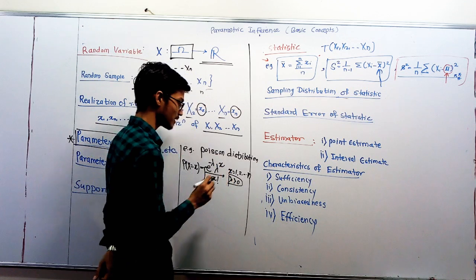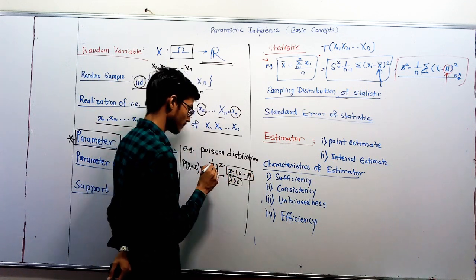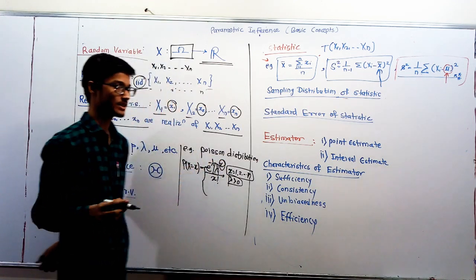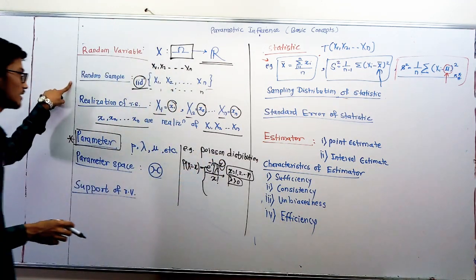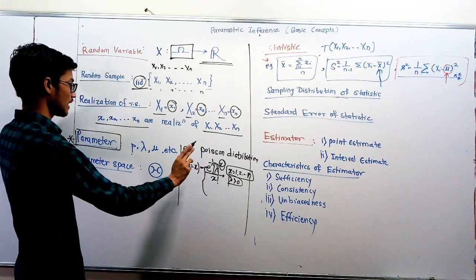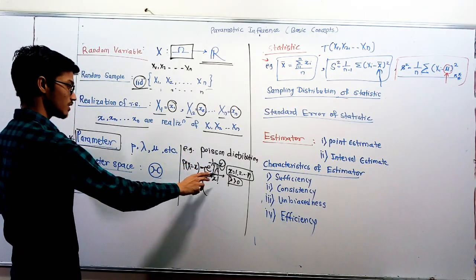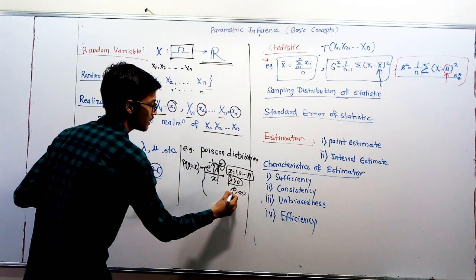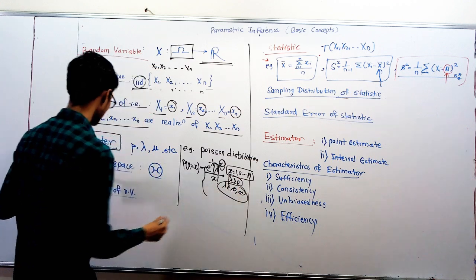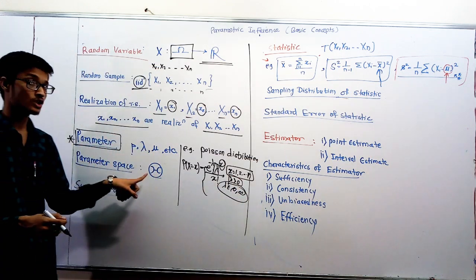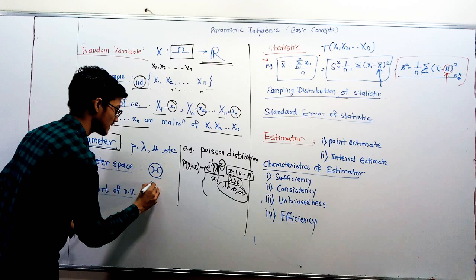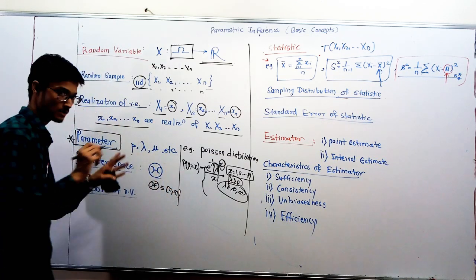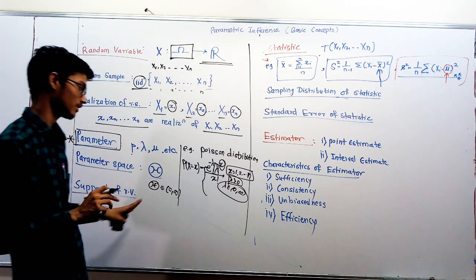See, this is the parameter space, this is support, this is your parameter, this is your random variable. X is a random variable, lambda is your parameter, lambda greater than 0. What it means is that lambda belongs to 0 to infinity. Okay, this is the interval. This is the parameter space denoted by script H. You will say that script H is equal to 0 to infinity. You can also say that.